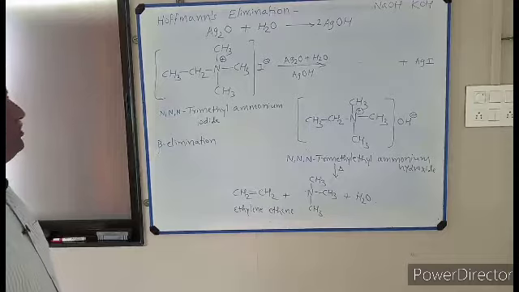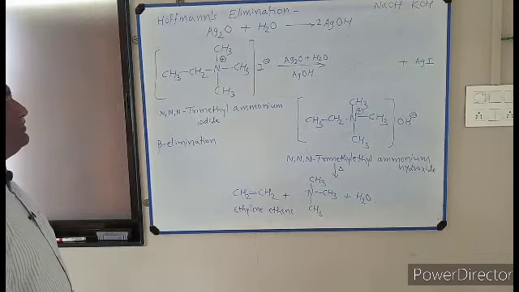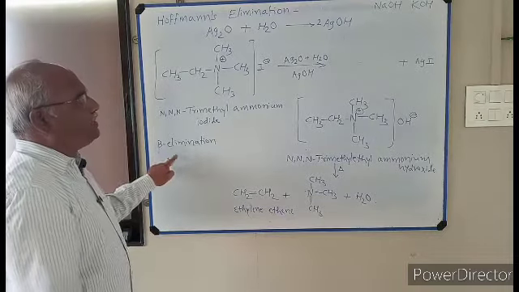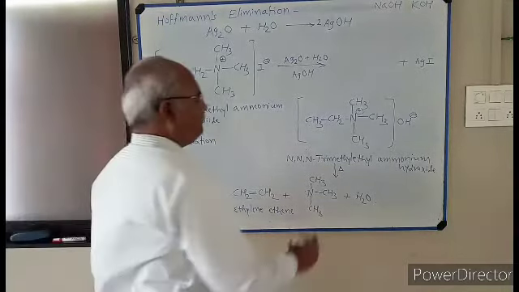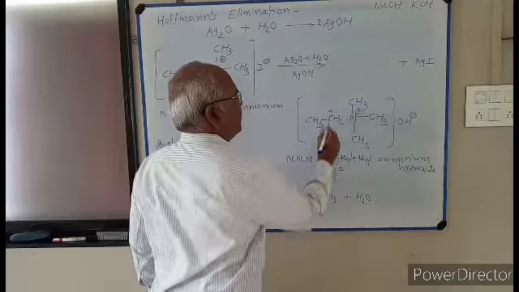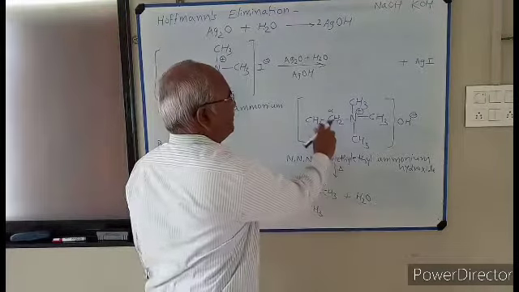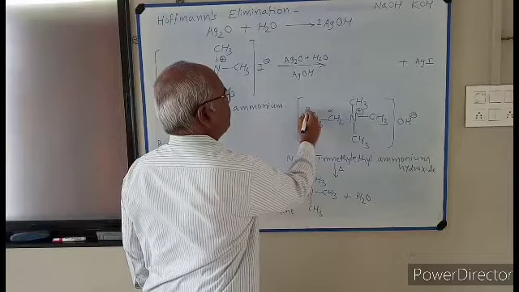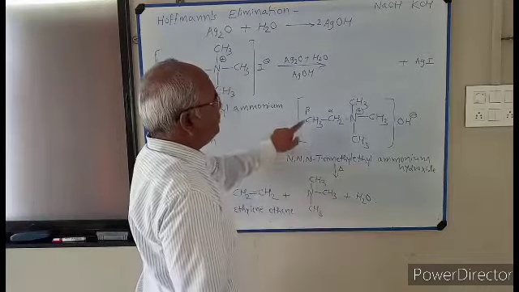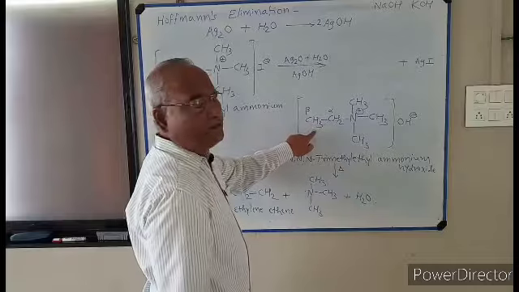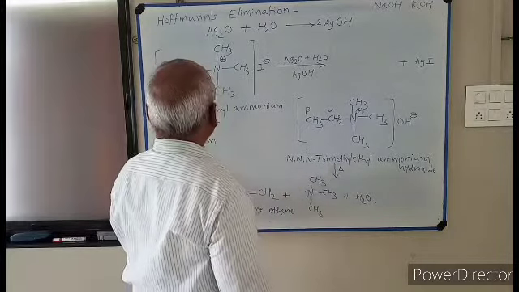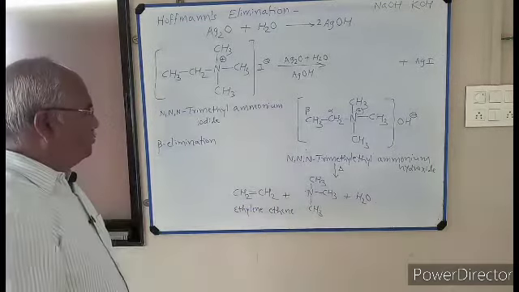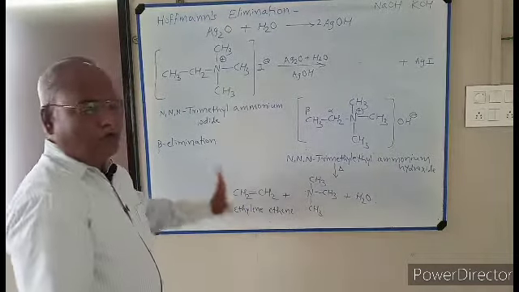So this reaction is Hofmann's elimination reaction. It is known as beta elimination. This is alpha carbon. Carbon attached to functional group is alpha. This is beta. Hydrogen is removed from this beta carbon atom. Therefore, it is beta elimination. So, alkene is the product.